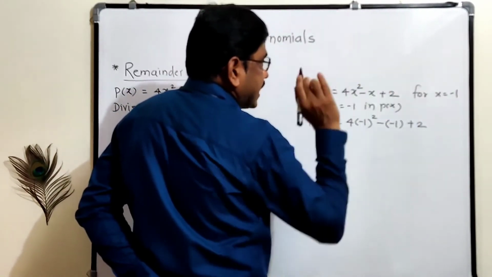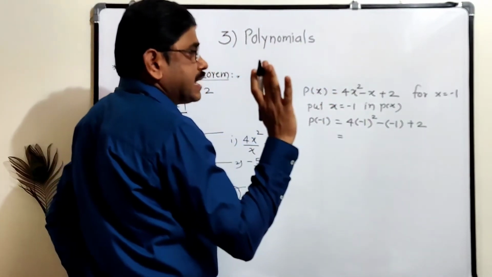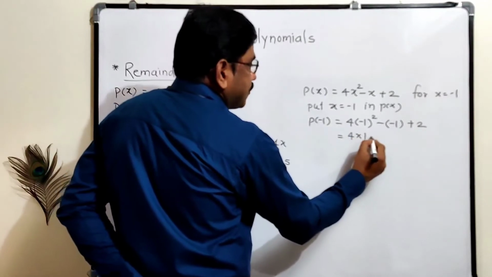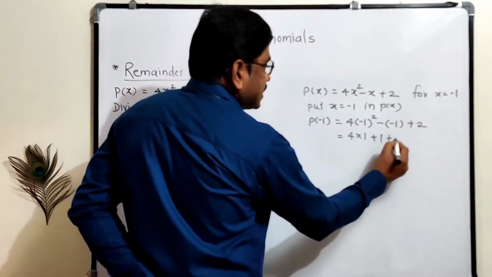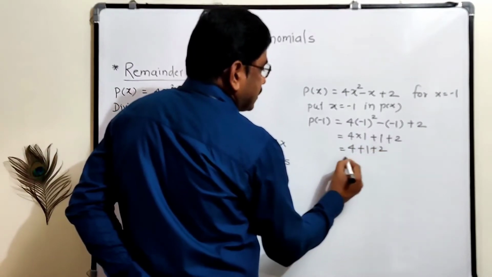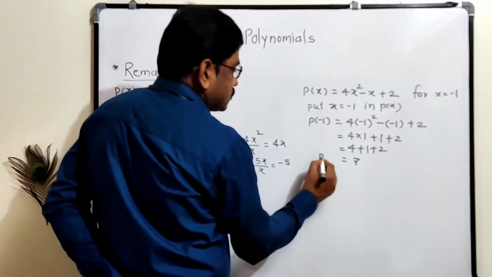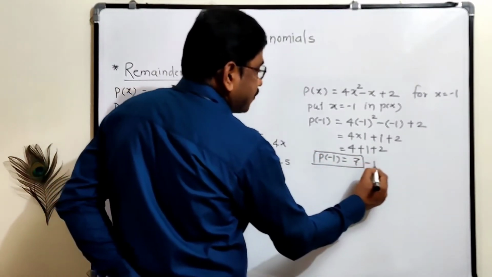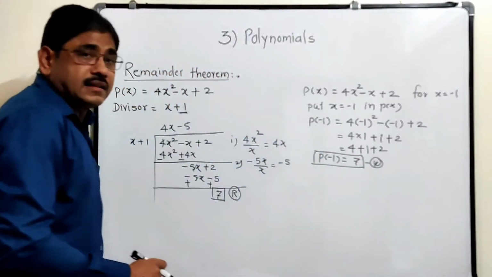So substitute, what do we have to do in place of x? We only have to substitute minus 1. So 4 into 1 square is 1, minus minus plus 1 and plus 2. So 4 1s are 4 plus 1 plus 2. So this is again 7. So p(minus 1) is 7. So this is our remainder. So this is the remainder theorem.